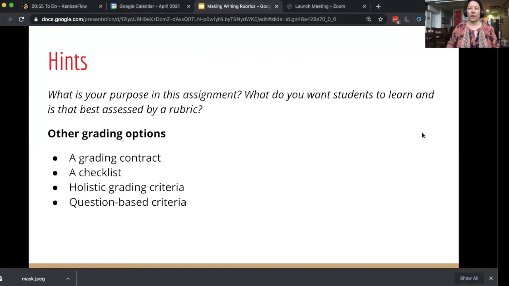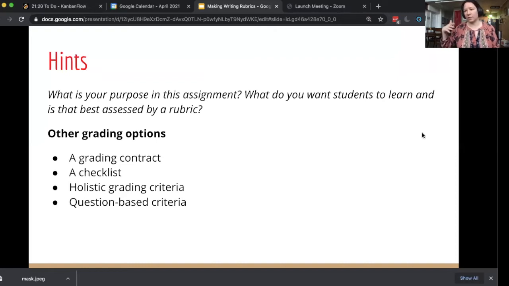So one of the things I'd like you to think about is what's the purpose of your assignment and what do you want students to learn? And is that best assessed by a rubric? There's lots of other ways to assess writing. A grading contract, a checklist, is it really just a matter of you want them to hit certain things and they can check it off, they did it. You could have more holistic grading criteria, like the holistic rubric I showed.